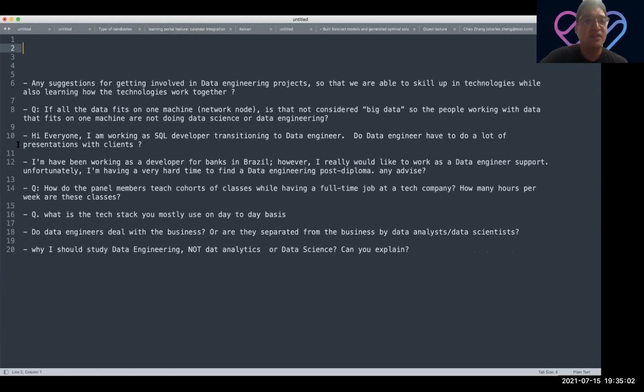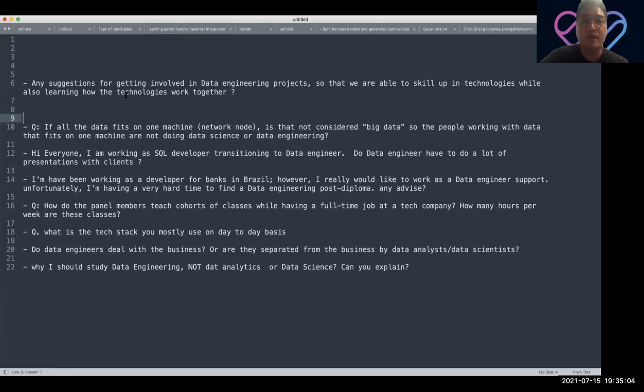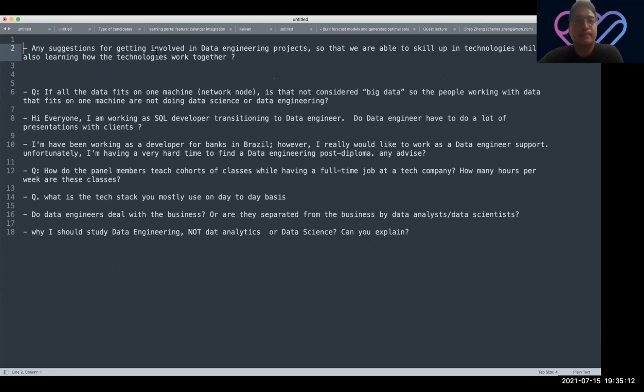Any suggestions for getting involved in data engineering projects so that we are able to scale up in technologies while also learning how the technologies work together? That's a great question. Yeah.